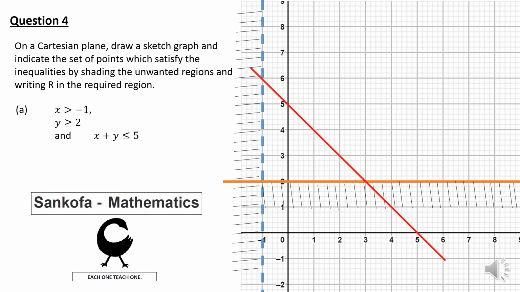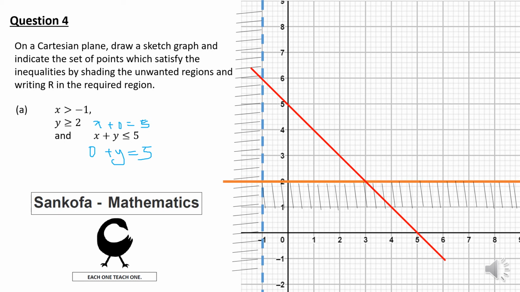So I repeat, you quickly ask, when x is 0, what is y? All right, 0 plus y will give you 5. And again, when y is 0, you will see that x is 5. Okay, so these are going to be the 2 points.